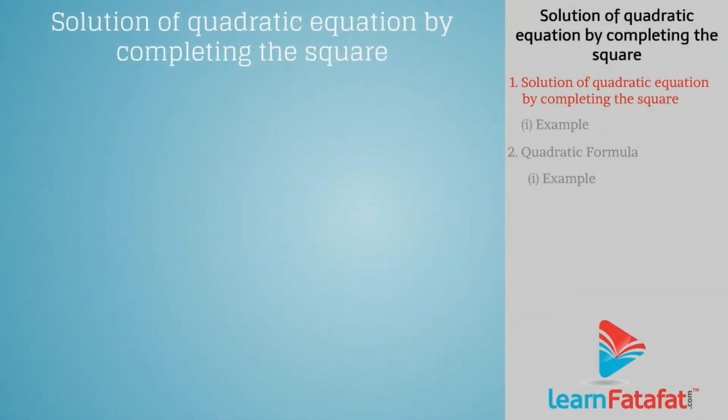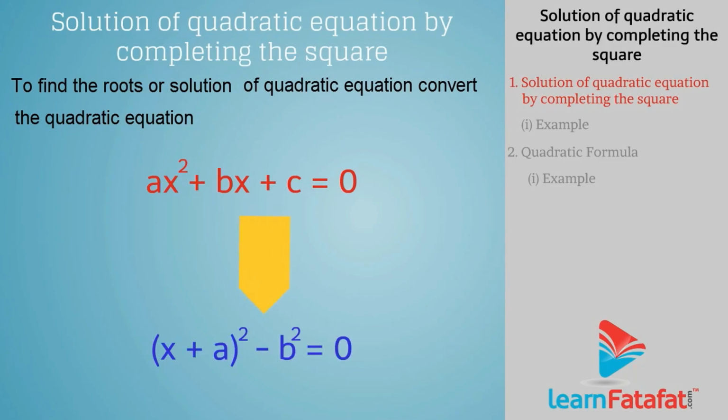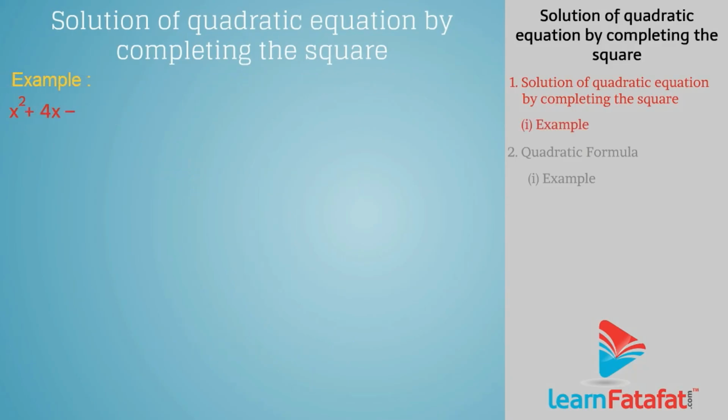Solution of quadratic equation by completing the square. To find the roots or solution, we convert the quadratic equation to the form (x plus a) bracket square minus b square is equal to 0. For example, x square plus 4x minus 5 is equal to 0 can be converted to (x plus 2) bracket square minus 9 is equal to 0.